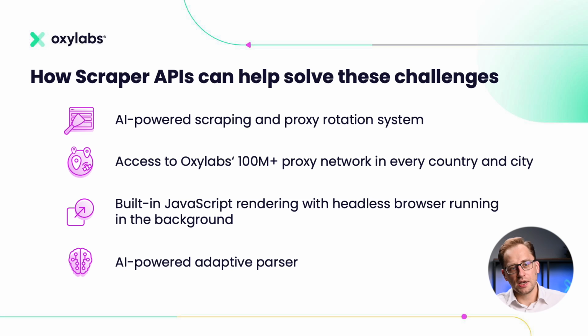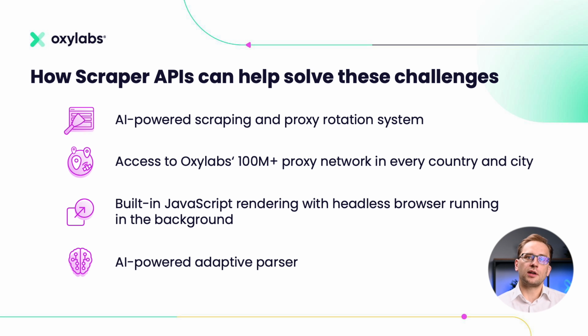What is good is that our e-commerce Scraper API can actually help you solve those challenges through specific features. Number one is that our Scraper API comes with an AI-powered scraping and proxy rotation system. It selects the specific proxy type, user agent, and other parameters, 1,000 parameters, in order to bypass blocking and captchas, and to have a continuous stream of data from thousands and millions of product pages.